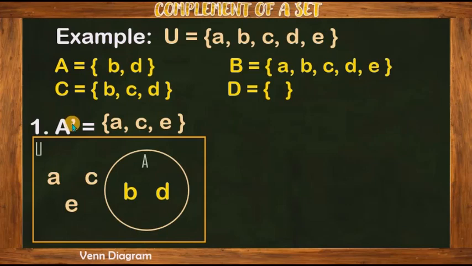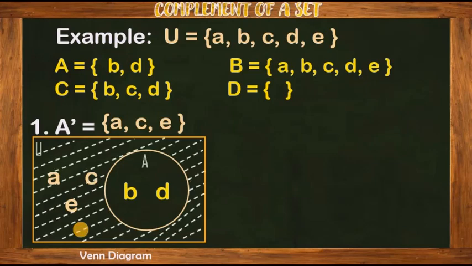Now, since we are looking for the complement, which is not A, what we are going to shade here, if you are told to shade it, is the universal set, because we are getting the complement, not A. So, we do not shade A, because the complement is the part in the universal set. Okay? I hope that's clear.